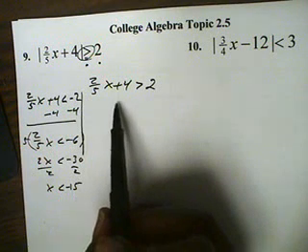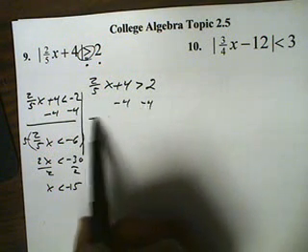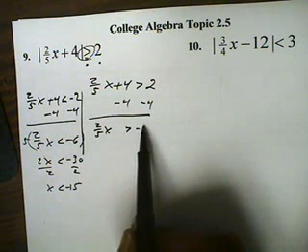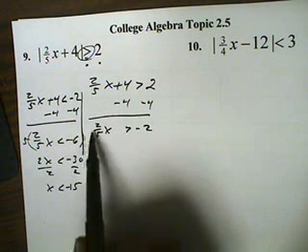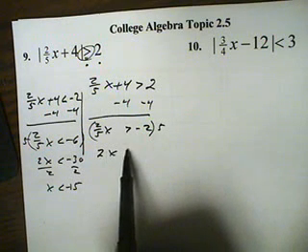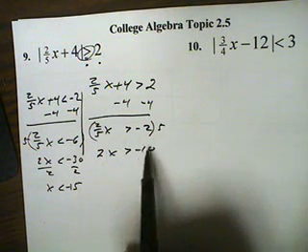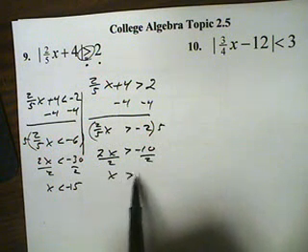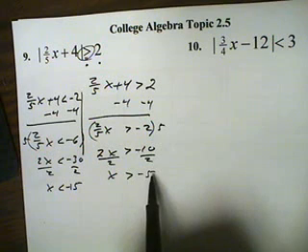Okay, for the right side, subtracting 4 from both sides, I get 2/5 x is greater than negative 2. From here, I'll multiply both sides by 5, and I'll get 2x is greater than negative 10. Then dividing both sides by 2, I end up with x is greater than negative 5.